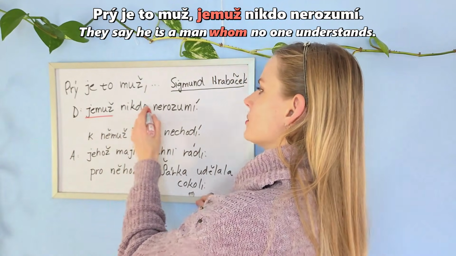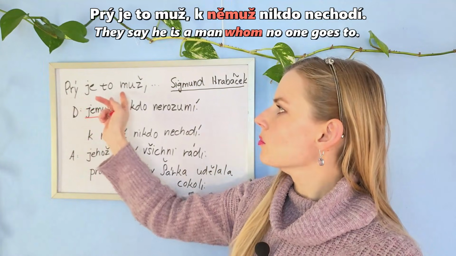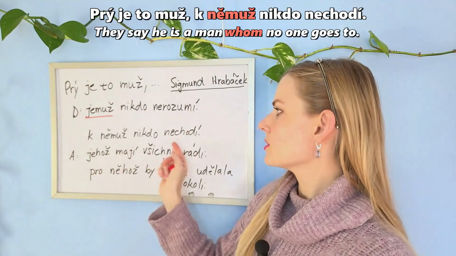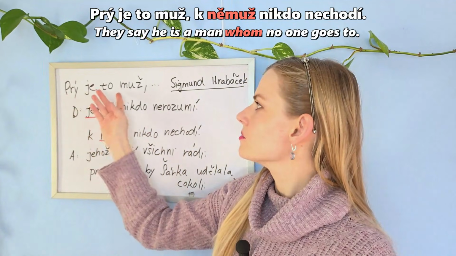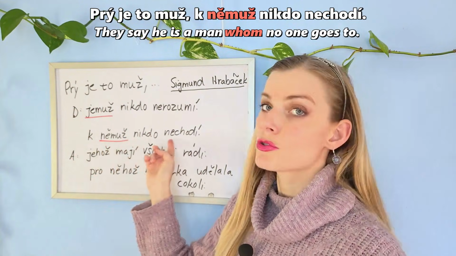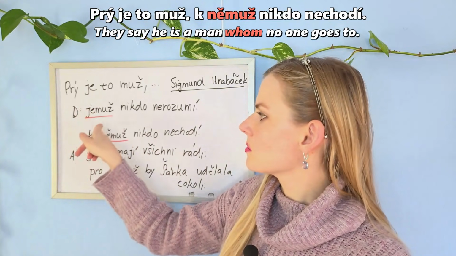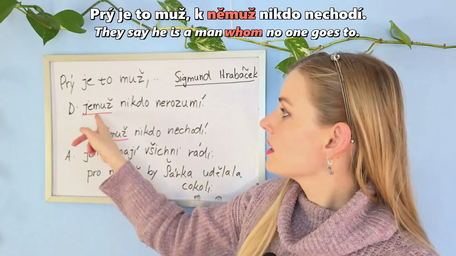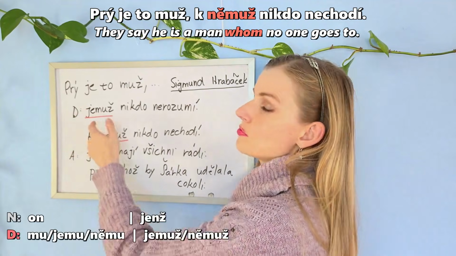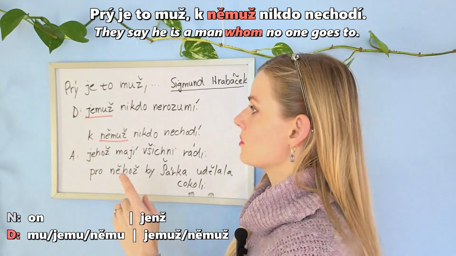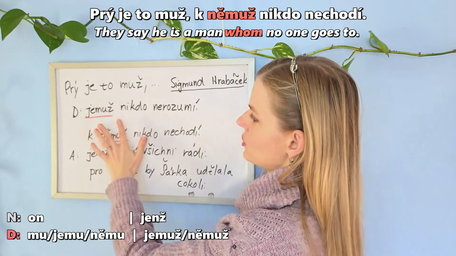Jemuž nikdo nerozumí. Or with a preposition. Prý je to muž, k němuž nikdo nechodí. K němuž nikdo nechodí. They say he's a man whom nobody goes to. Nobody visits him. Now you know why we have two forms here because there is a preposition. Jemuž, němuž. And again, these copy the form of the personal pronoun on. Jemu and k němu would be the same except we just add ž in here.